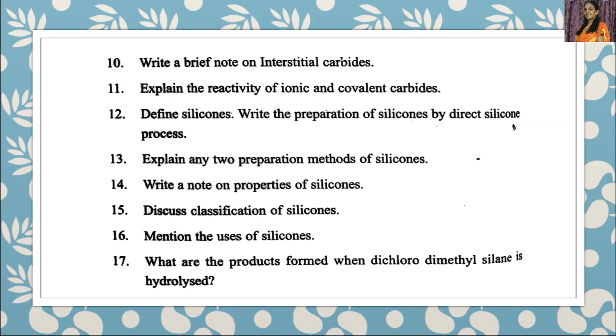Next, what are the products formed when dichlorodimethylsilane is hydrolyzed? It is R2SiCl2. When it is subjected to hydrolysis, we get dialkyl dihydroxysilane. That is, two chlorine atoms get converted to two OH groups. Chlorine atoms are replaced by OH groups. That's all. So we get R2Si(OH)2 as the product.